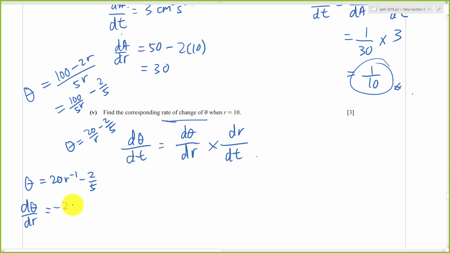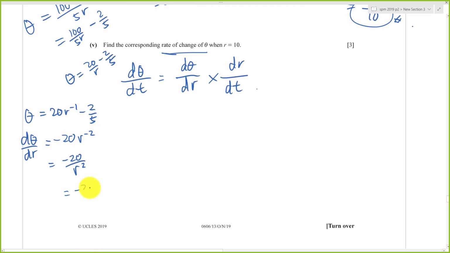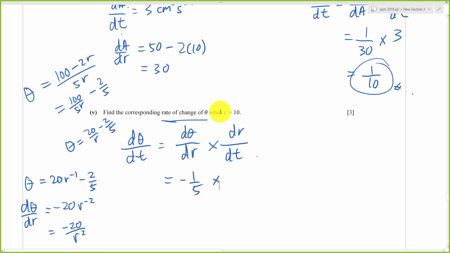It's just negative 20r^-2, so it equals negative 20 over r squared. What is my r? My r is 10. So this one is negative 20 over 10 squared, which is 100, so it's negative 1 over 5. So this is negative 1 over 5 multiplied by 1 over 10, so it's negative 1 over 50. Is that my final answer? Yeah, I guess this is correct.